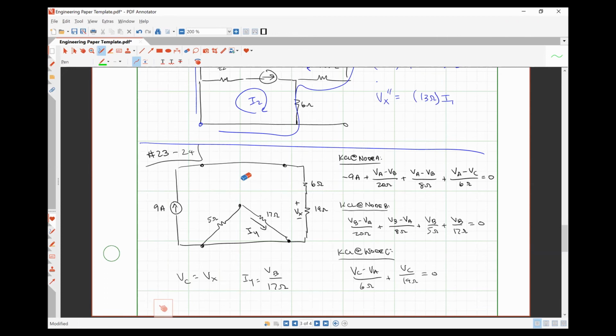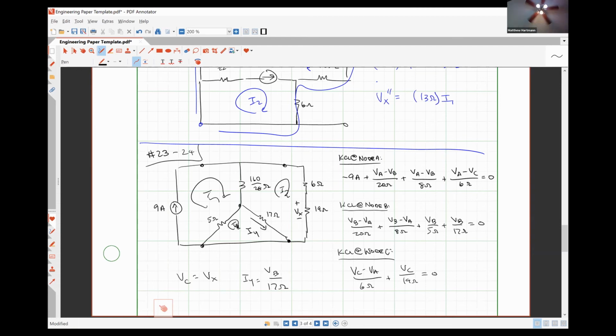Couldn't you just make the far left mesh loop I1, and then that becomes 9 amps going around that loop? You could. That's fair. What that gentleman was suggesting was if this is I1 and you know what I1 is, you would have had 3 equations, 3 unknowns anyway. But what I've done is split it now into 3 meshes where one of them is known, so it's even easier, just by making a simple resistance combination.